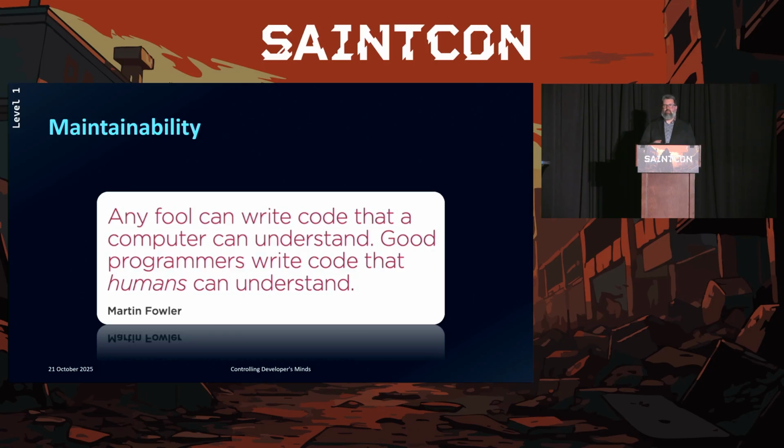So this is one of my favorite Martin Fowler quotes. Any fool can write code that a computer can understand. Good programmers write code that humans can understand. And the point of that is that if you're writing maintainable code, you're not hiding functionality in clever code on a daily basis. And so when somebody does try to hide functionality in clever code, you can identify it. It doesn't look like the rest of the code, it stands out.